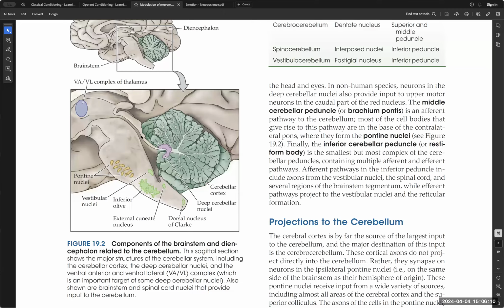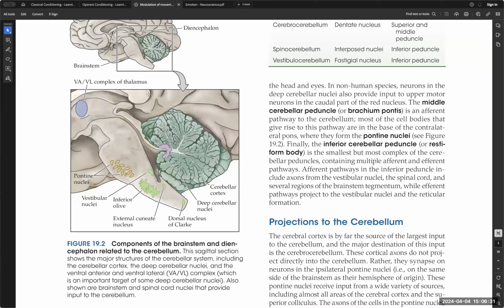Efferent is exit, it leaves the structure. Afferent is accessing, it enters the structure. So that's actually how you can remember it with this mnemonic. It makes life easier. Okay, excellent. So we know the anatomy. Now where does the input to the cerebellum come from?